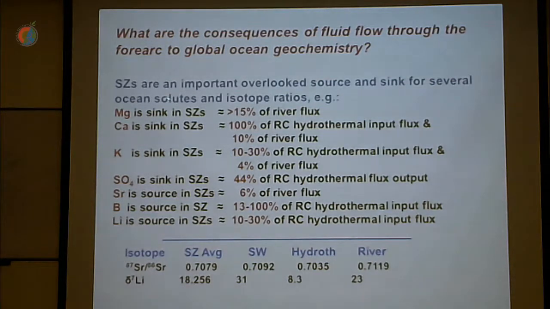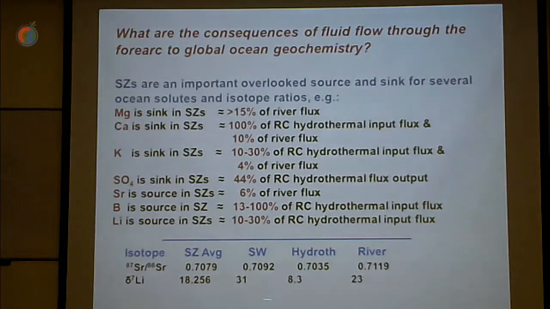Magnesium, these are sinks, examples of sinks and sources. Magnesium, calcium, potassium, and sulfate, 15% of your flux. Calcium, you're going to have the magnesium isotopes within the next month. Calcium, 100% of Ridgecrest hydrothermal input, 10% of your flux. Potassium, you see huge numbers in terms of fluxes compared to the inputs that we know. And then we have sources for strontium, boron, lithium. There's a huge amount of strontium coming out from the forearc into the ocean.